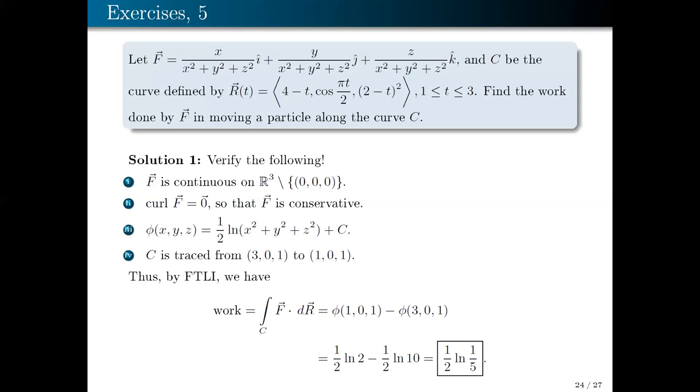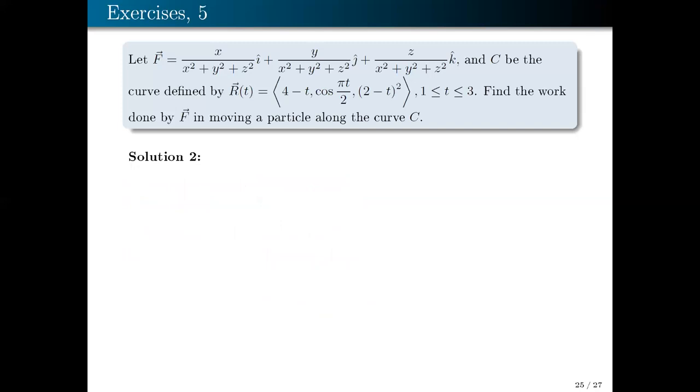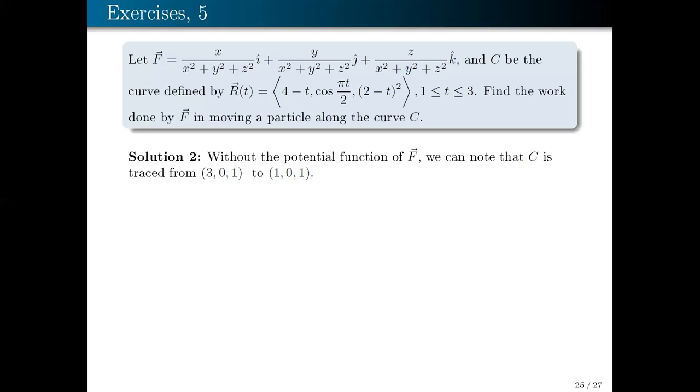So the line integral of F along C is equal to this. Now, that's the first solution. What about the second solution? For this one, we will use the fact that C is traced from (3,0,1) to (1,0,1). So this is like earlier, the one where no potential function is used.